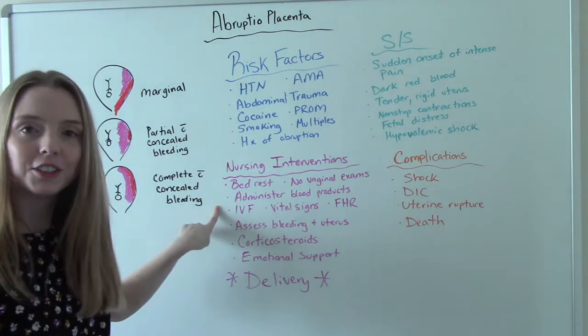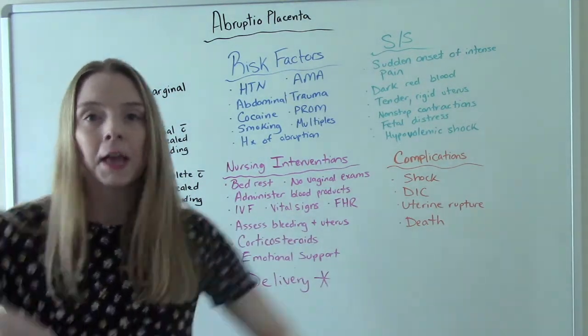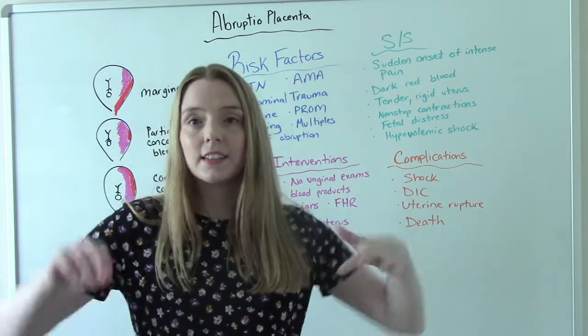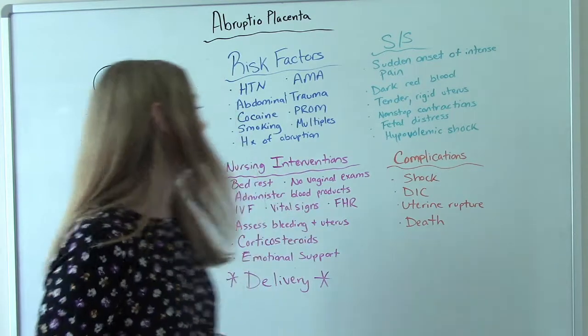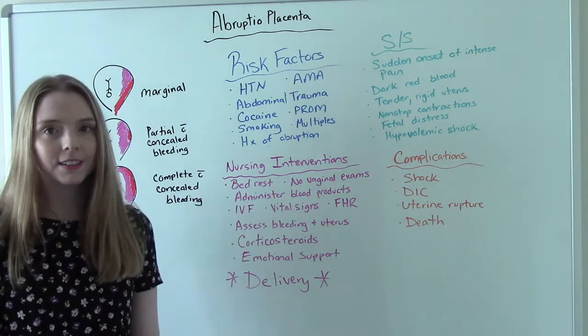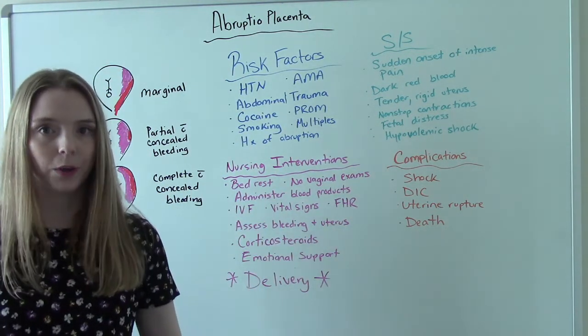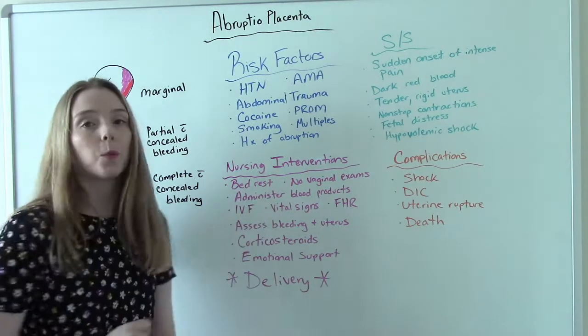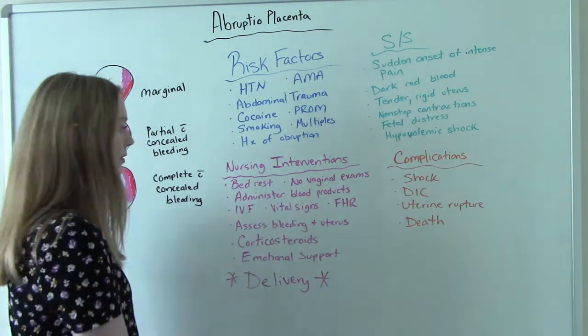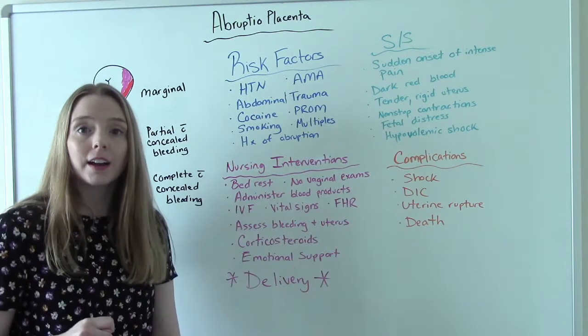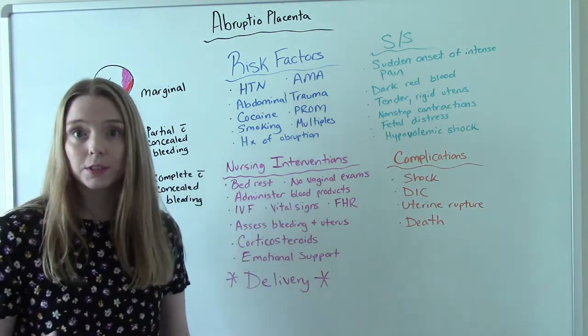Our nursing interventions, what are we going to do about this? 9 times out of 10, this is a major emergency, okay? So what are some things we're going to do? Bed rest, okay? They're not getting up and moving around when they're bleeding. We're going to avoid vaginal exams because we would only make it worse if we did them. Administer blood products if their levels have dropped to a significant amount.